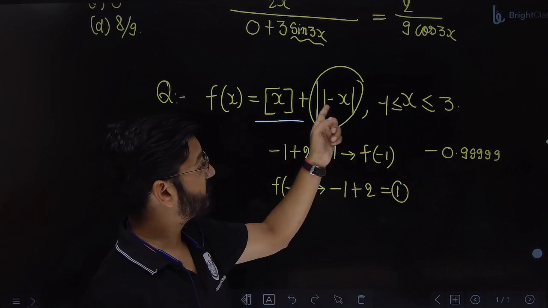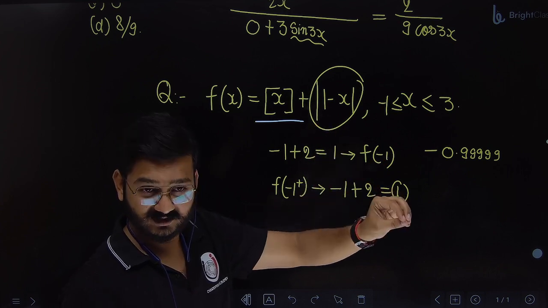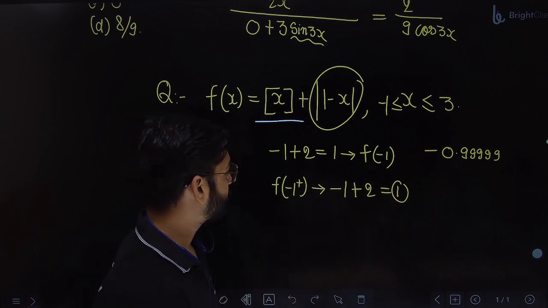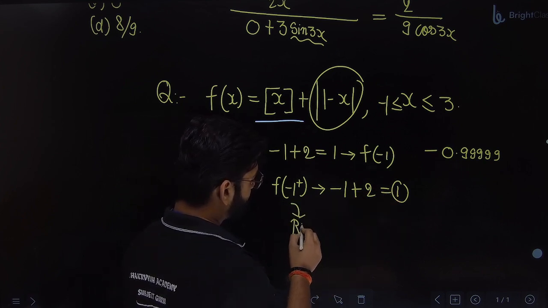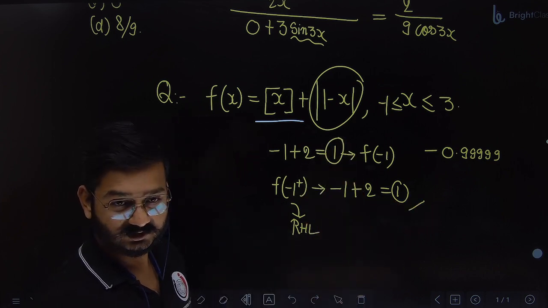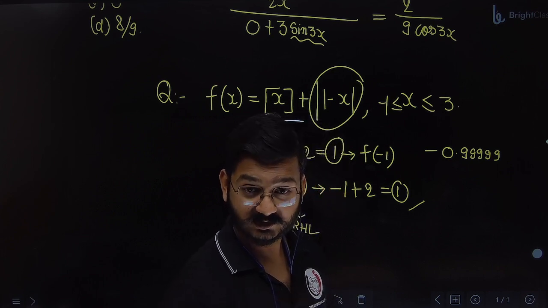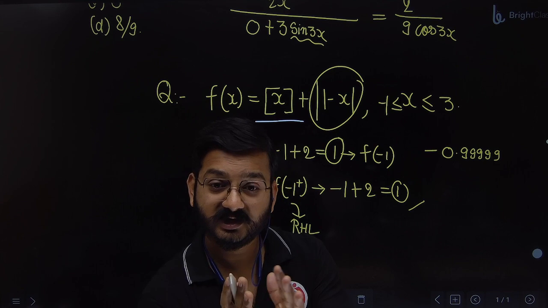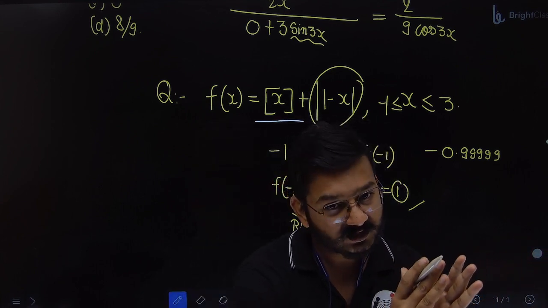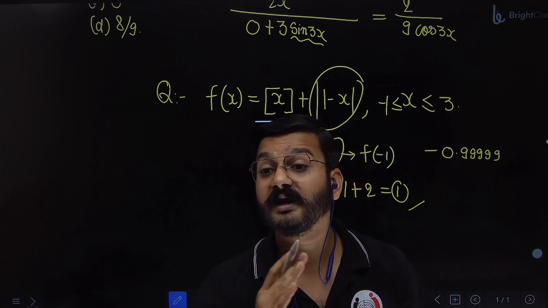And if I put that value here, you will get what? 1.999999. It is almost 2. So when you add them, 1. So the right hand limit is 1. The value of the function is also 1. So this is continuous at x equal to -1. But here we can't check the continuity on the left side because the function is not defined. The function is defined on the right side of -1, so I will find the continuity from the right side.